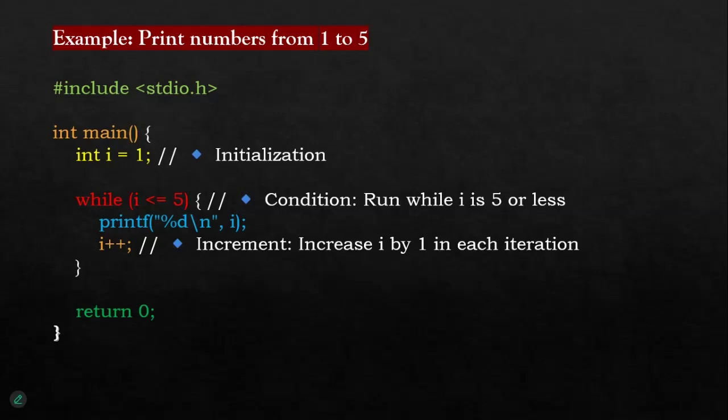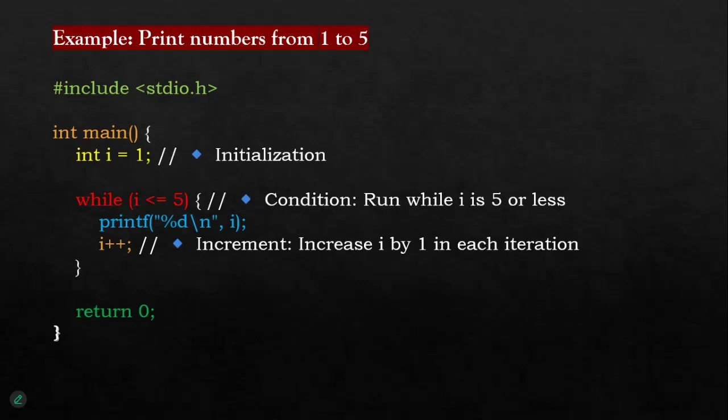Then 3 less than or equal to 5, which is true. Then again we print 3. After that, i plus plus, 3 plus 1 is 4, so 4 less than or equal to 5, which is true. Then it will print 4. After that, i plus plus, 4 plus 1 is 5, 5 less than or equal to 5, which is true, so it prints 5. After that, i plus plus, 5 plus 1 is 6, and 6 less than or equal to 5 is false, so the loop terminates. So this is the loop part in the while loop.